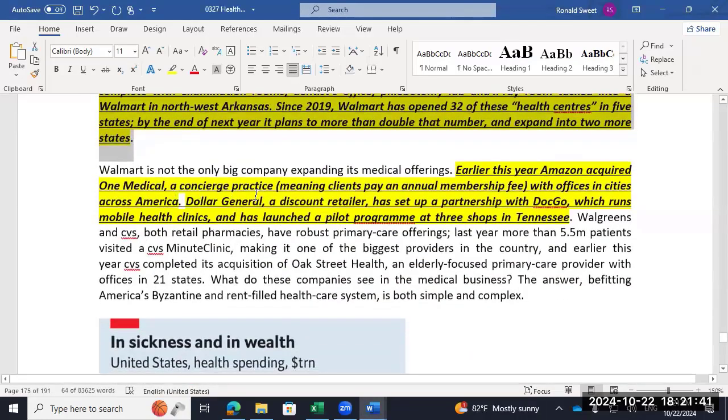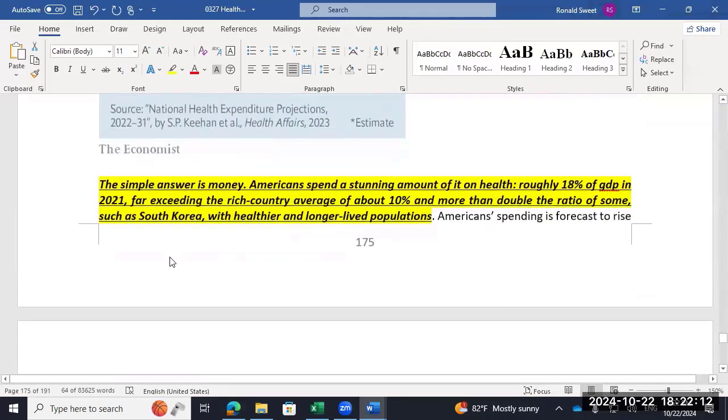We already talked about One Medical, concierge practice. Dollar General has set up a partnership with DocGo, which runs mobile health clinics and has launched a pilot program in 3 shops in Tennessee. I mean, any of these can go under alternatives to the existing system. So we talked about Amazon, One Medical. Here we got Walmart, we got Dollar General. I can't imagine Dollar General being strong in this, but maybe they'll do well. Who knows? They're going to experiment with it.